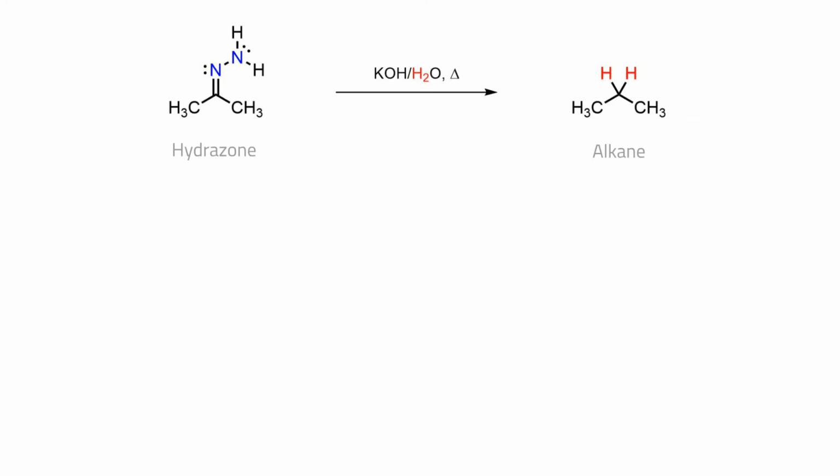The Wolff-Kishner reaction is therefore a useful procedure for reducing a carbonyl in an aldehyde or a ketone to a methylene group. The reaction is run under highly basic conditions, so it is not compatible with other base-sensitive functional groups.